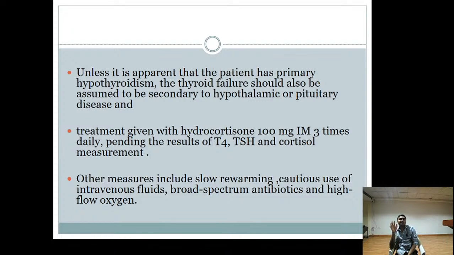Unless it is apparent that the patient has primary hypothyroidism, the thyroid failure should be taken as a cause of pituitary or hypothalamic disease. The treatment is given as hydrocortisone 100 mg IM 3 times daily, before the results of T4, TSH and cortisol measurement. And other measures of treatment include slow rewarming, cautious use of intravenous fluids, broad spectrum antibiotics, or high flow oxygen.